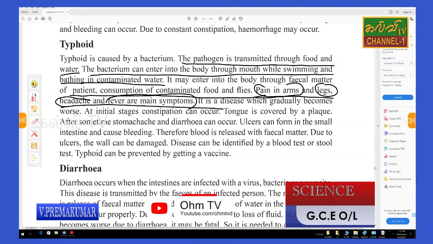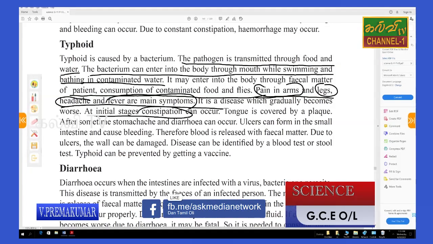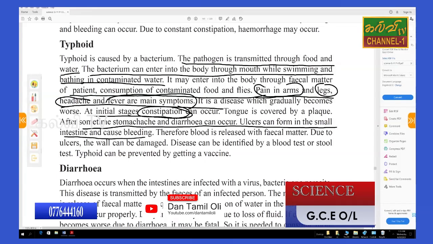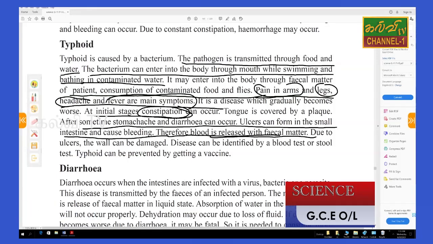It is a disease which gradually becomes worse. At the initial stage, constipation can occur and the tongue is covered by plaque. After some time, stomach ache and diarrhea can occur. An ulcer can form in the small intestine and cause bleeding, therefore blood is released with fecal matter. Due to the ulcer, the wall can be damaged. The disease can be identified by a blood test. Typhoid can be prevented.